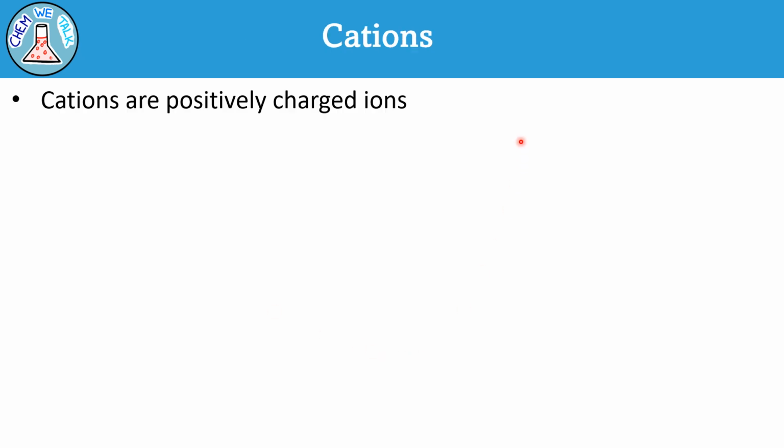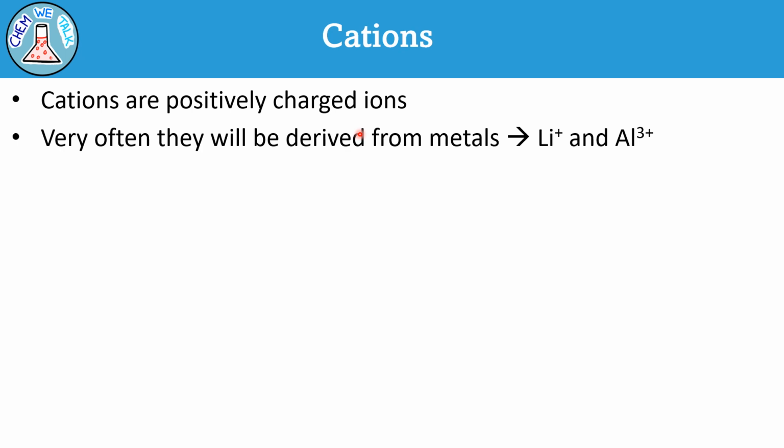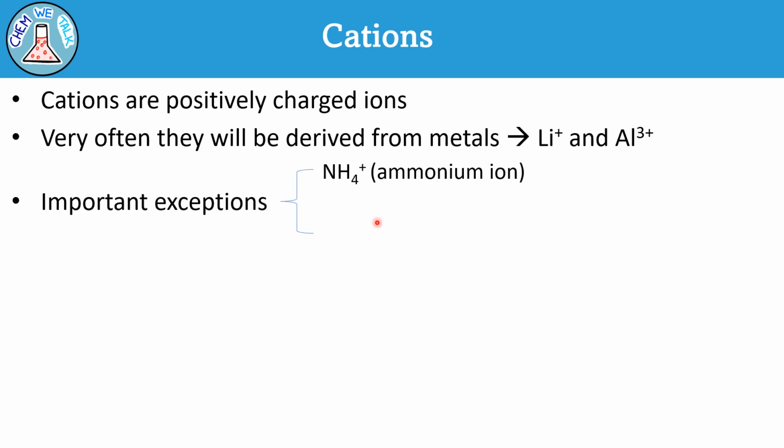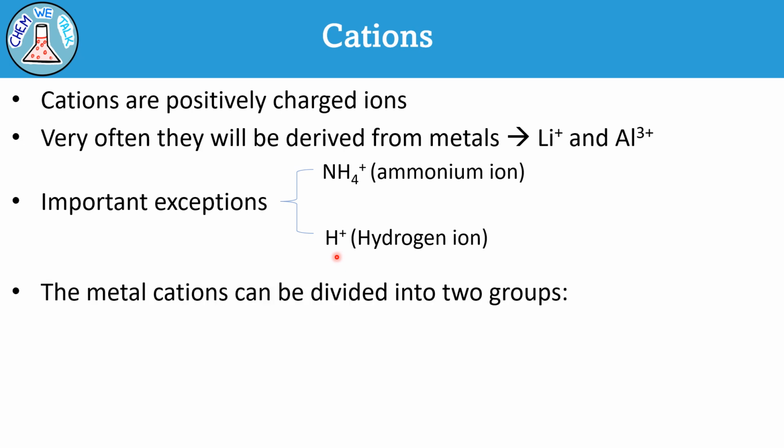All right, so cations. You should know from previous videos that cations are positively charged ions, and they're usually derived from metals, such as in my example here, Li+ and Al3+. But there are a few exceptions that are going to be relevant in general chemistry, which are the ammonium ion, which is derived from ammonia. That's going to be NH4+, the ion, and also the H+, which is going to be your hydrogen ion.